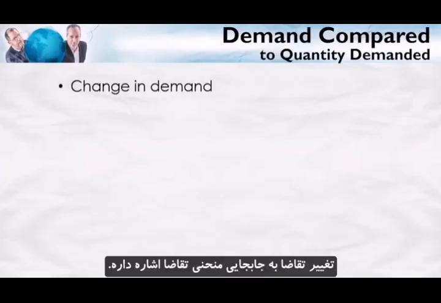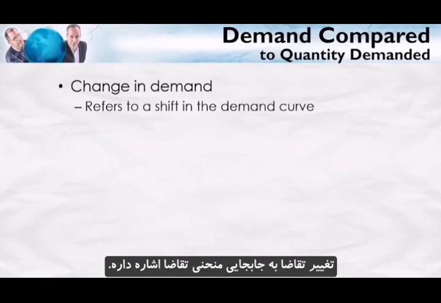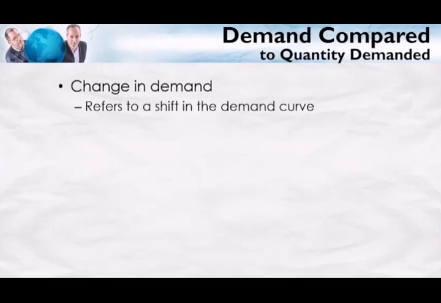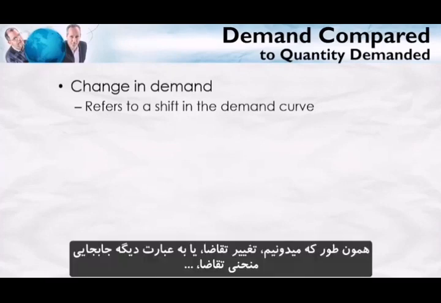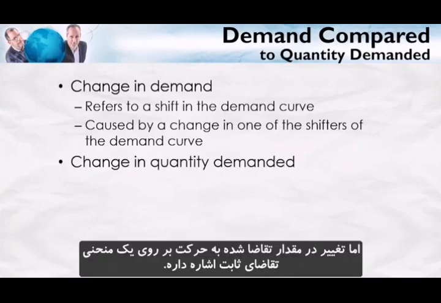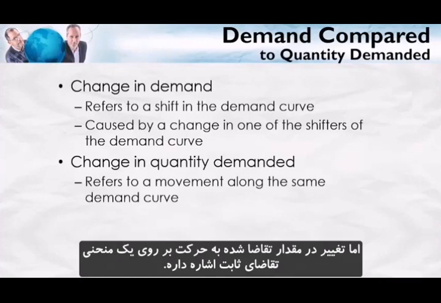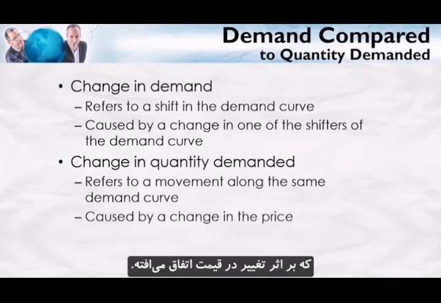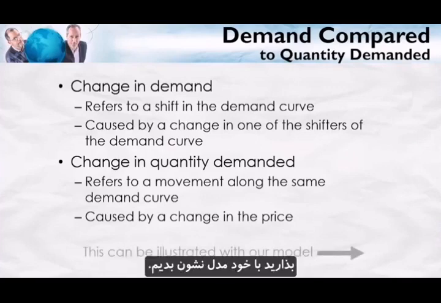A change in demand refers to a shift in the demand curve. As we know, a change in demand, a shift in the demand curve, is caused by one of the shifters: income, population, changes in the prices of substitutes and complements, and so forth. A change in quantity demanded refers to a movement along a fixed demand curve, and that's caused by a change in price. Let's illustrate with the model.